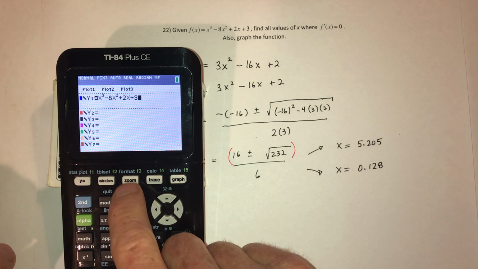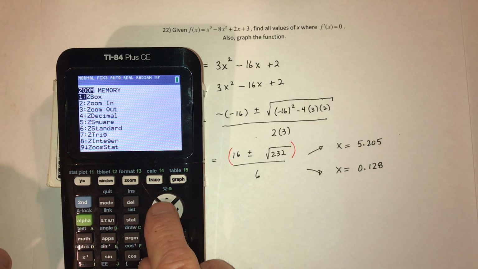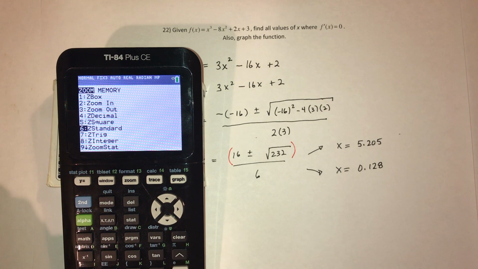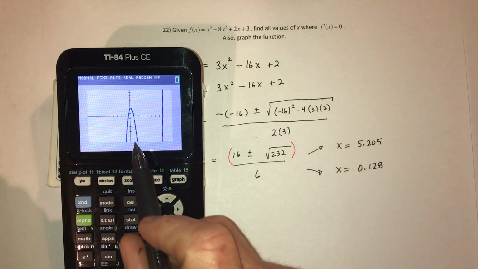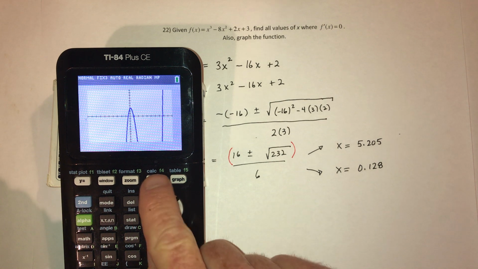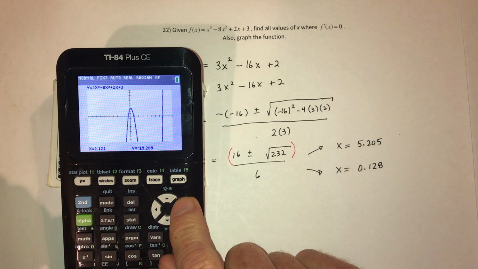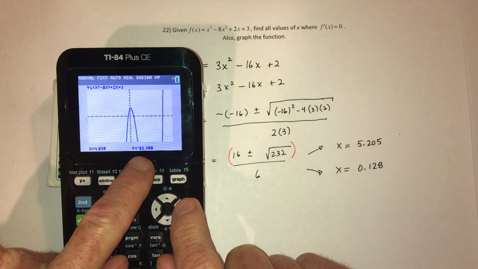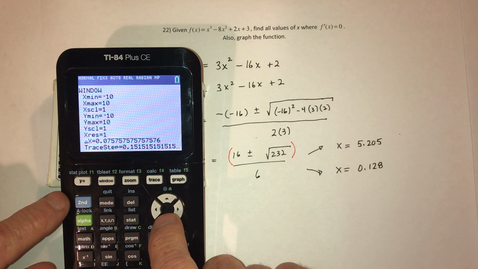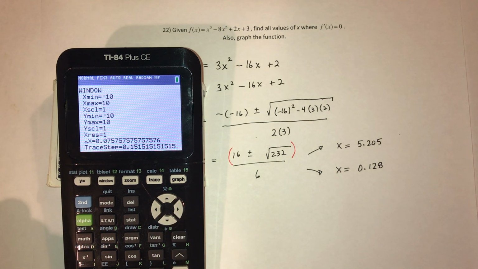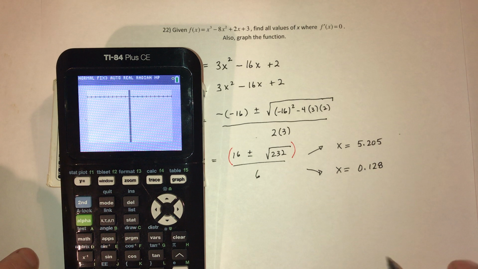And I'm not sure how the window should be set up, so I'm just going to go to zoom standard to see if I can see the graph. And for the most part I can, except it went off the screen down here. So what I'm going to do is trace, and even though I can't see the cursor, I can see that it went down to about negative 60. So I just need to change this. Instead of negative 10, let's see, I think it went to negative 61. So if I go to negative 70, then that should be good enough to see the graph.